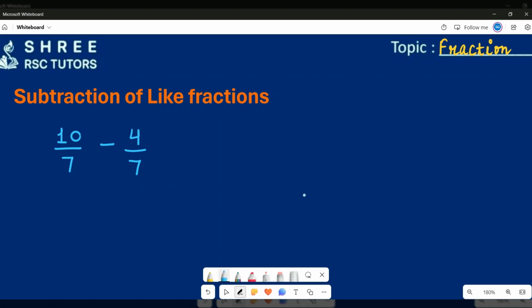So today we will learn about subtraction of like fractions. So first of all, let us understand what we mean by like fractions. Like fractions are nothing but those fractions which have the same denominator.